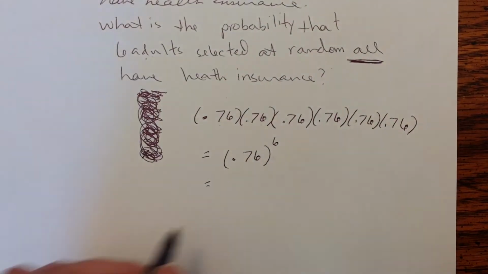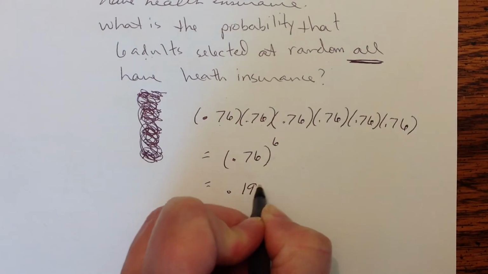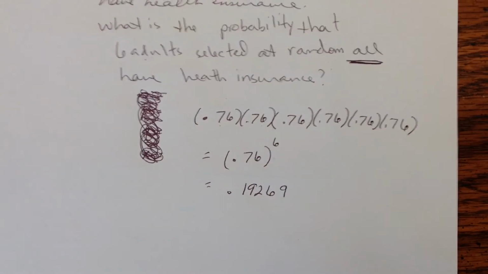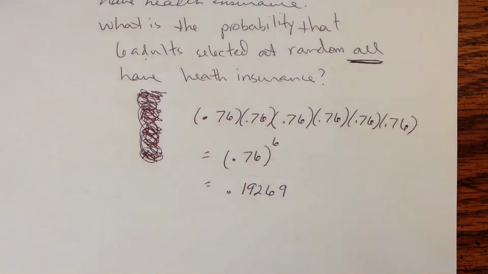So we get 0.19269, and it says, let me look, it says to round your answer to 3 decimal places. So we would get 0.193.